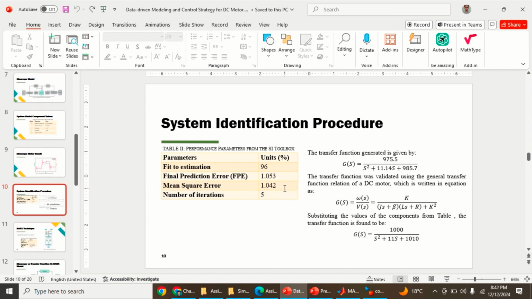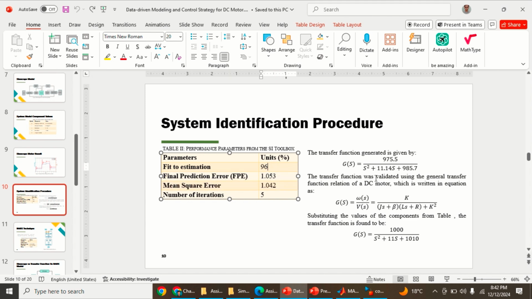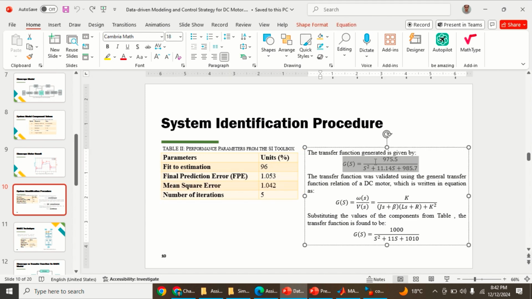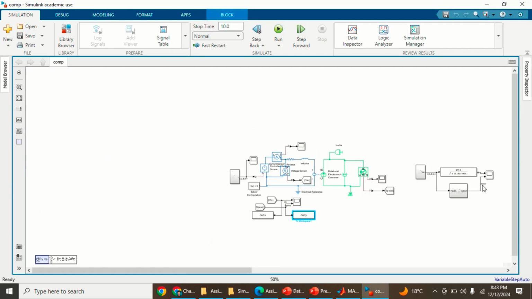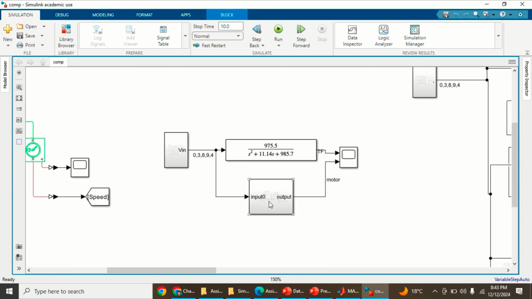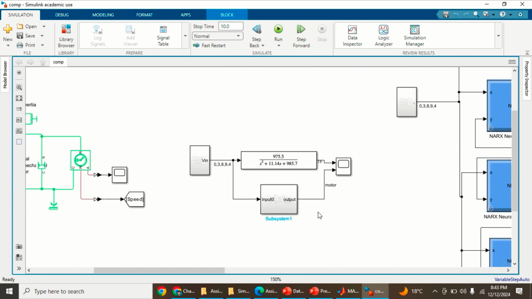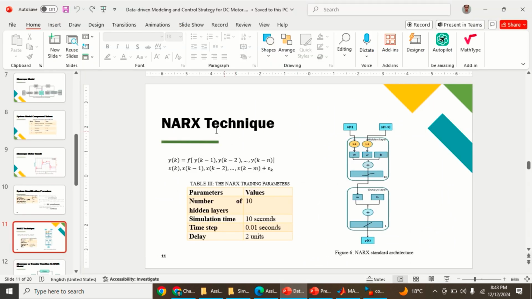There is a toolbox in MATLAB, the System Identification toolbox, and we got the transfer function. It took five iterations, and the fit estimation rate is 96%. To check whether this transfer function is correct, we validated it by comparing it with the standard transfer function model. Here we used the same values given in the earlier table, and both transfer functions are approximately the same. The transfer function is also modeled in Simulink and compared with the DC motor model.